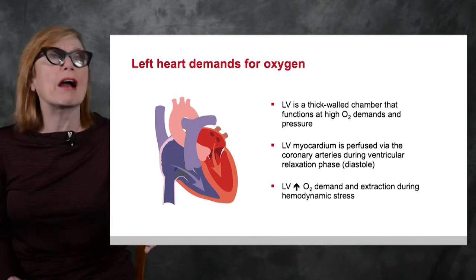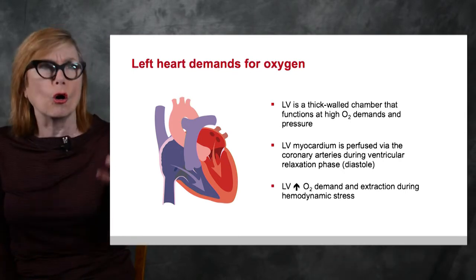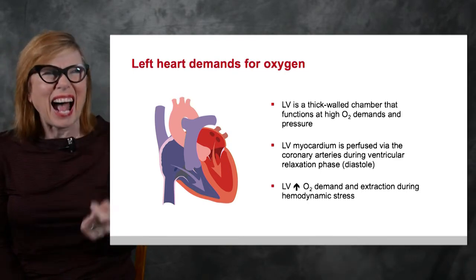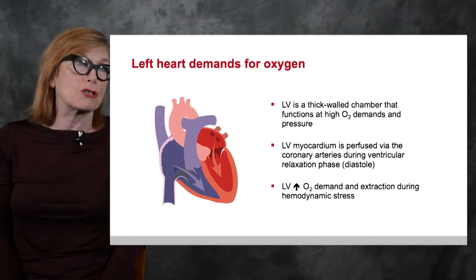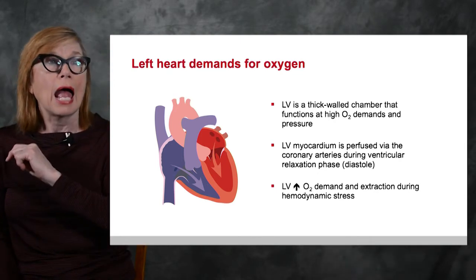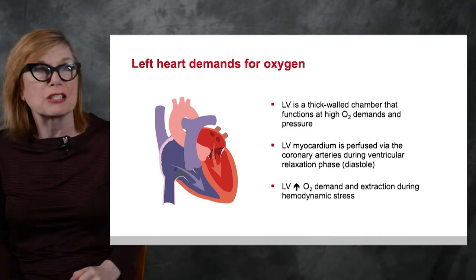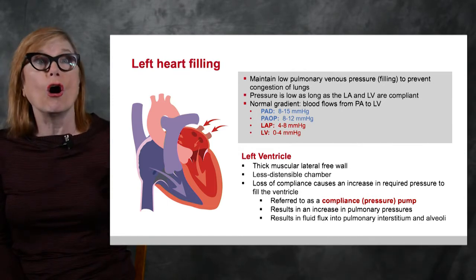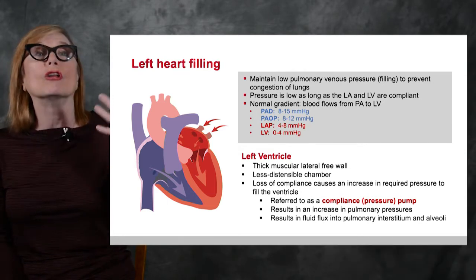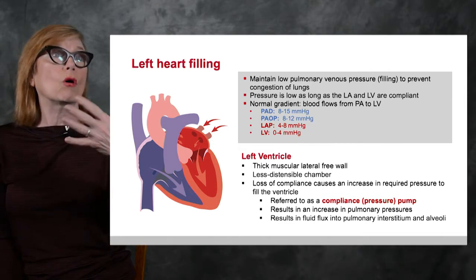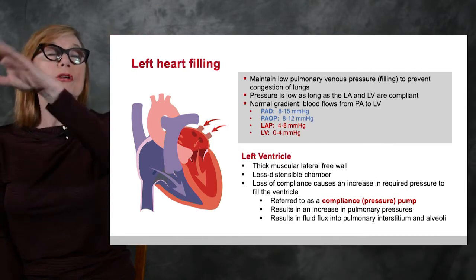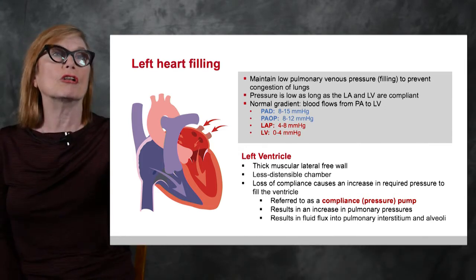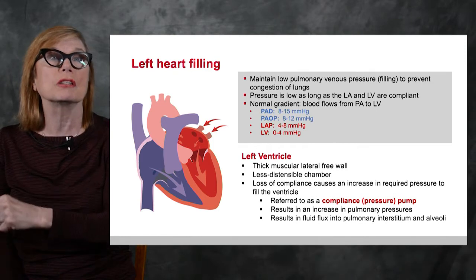The LV has a very high demand for oxygen because it's always in hemodynamic stress when contracting. Always, and it's highly at risk for an imbalance of oxygen supply through the coronary arteries and oxygen demand at the myocardium itself. The left heart fills, remember, from a low venous pressure system. That low venous pressure is, of course, a reflection of the conduit of blood flow through the pulmonary vault powered by the right ventricle. Right ventricular power ultimately fills the left ventricle.